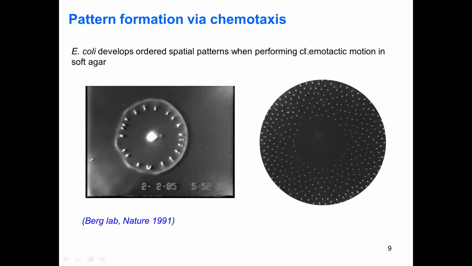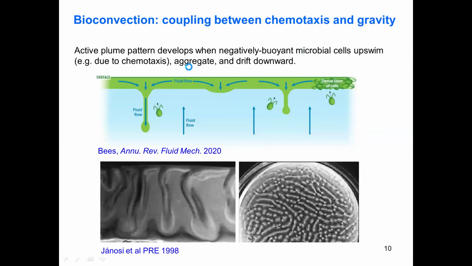Okay, all right. Then let's continue. So when coupling chemotaxis and gravity, swimming bacteria can form these so-called bioconvection patterns, these regular variations of cell density throughout a two-dimensional or quasi-two-dimensional fluid film. Not only bacteria, in fact, many other types of swimming organisms, like green algae, would also form this type of bioconvection pattern.